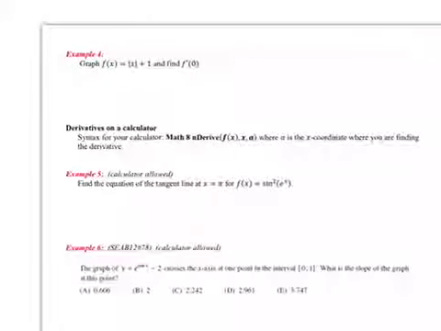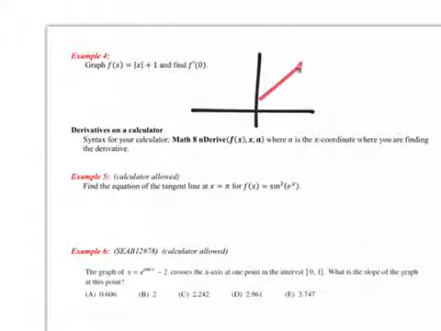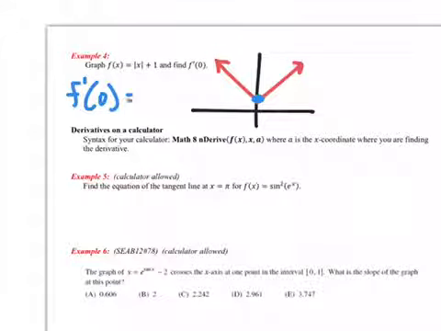So let's graph this for a minute and find f prime of 0. So the absolute value of x plus 1 would be the absolute value of x shifted up 1 unit. Now, f prime of 0 does not exist. Right? And the reason for that is because the derivative from the left and the derivative from the right do not equal.